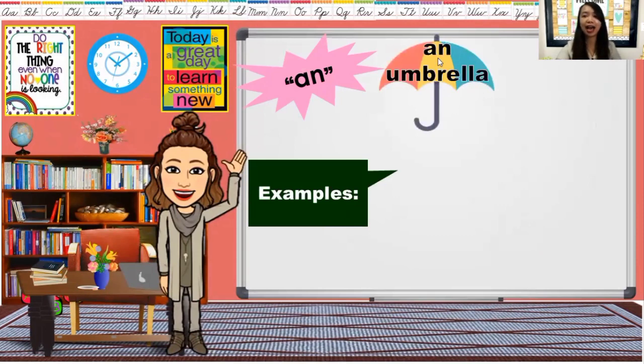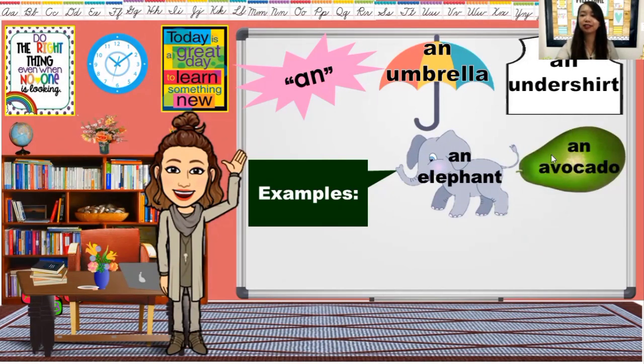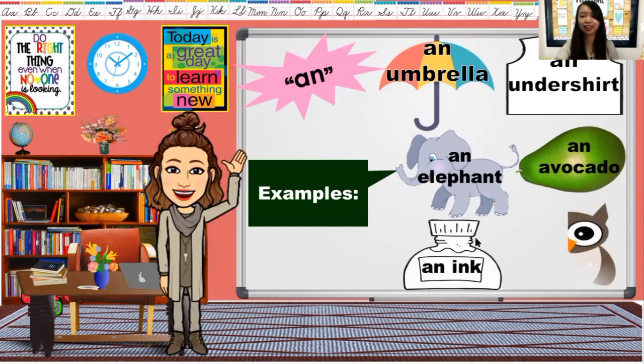Example number one, an umbrella. Okay, umbrella starts with a vowel letter which is U. That's why we use article an. Okay, now let's have another example. You have here an undershirt. Okay, another one, an elephant. Another one, an avocado. Okay, another one, an ink, and an owl.